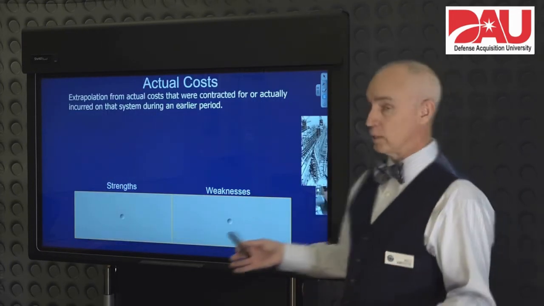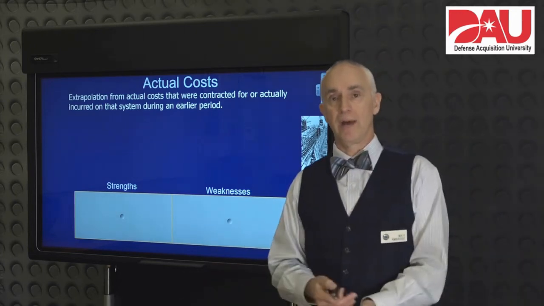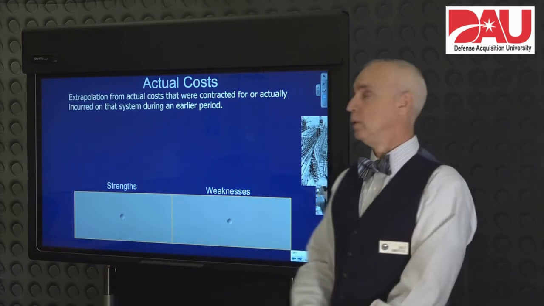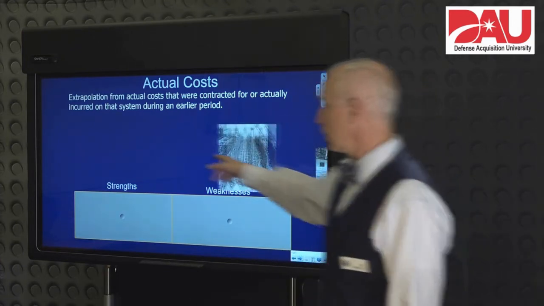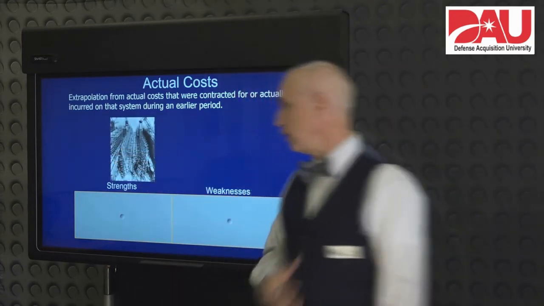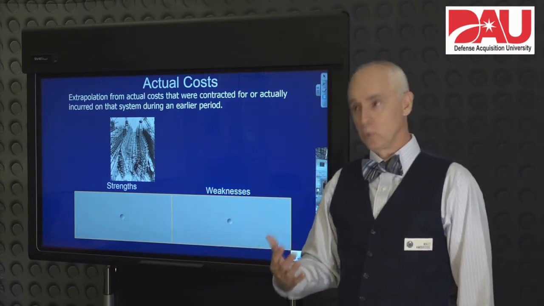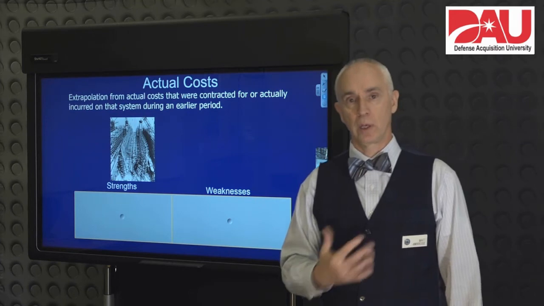is probably the easiest to understand, and that's actual cost. So we have built something already. We know what that costs. We should have captured those costs from the contractor on what it cost to do that. We built hundreds of Liberty ships during World War II. So by the end of World War II, we knew what a Liberty ship was going to cost.